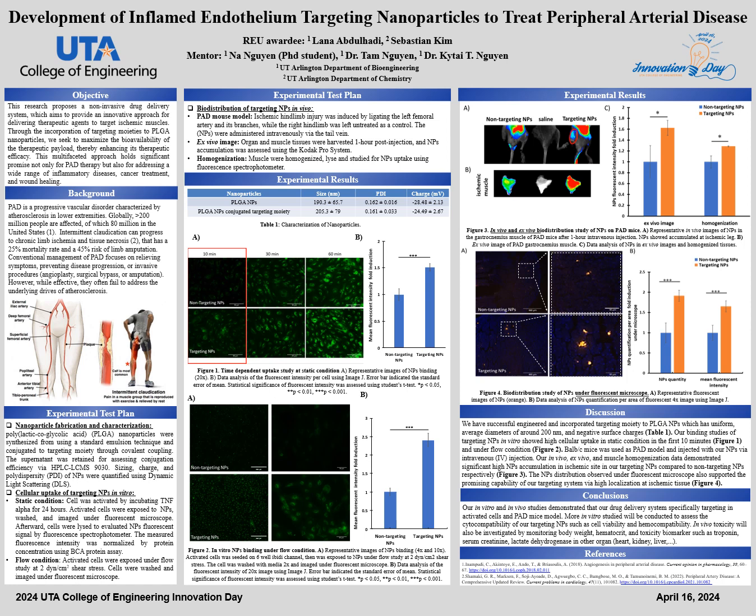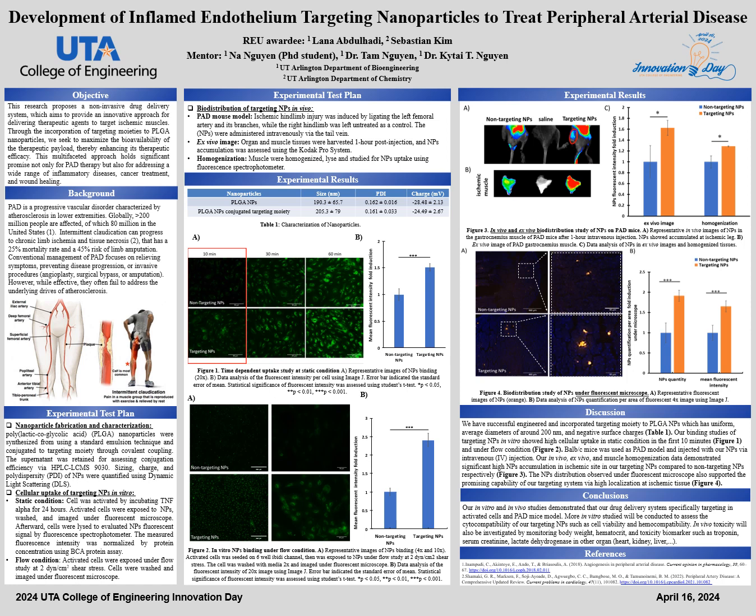After 1 hour, an in vivo image was taken, as shown in figure 3.a. There is more accumulation in the PAD limb, as shown in the red circle, with the targeting nanoparticles indicated by the red intensity. After that, we collected the gastrocnemius muscles and did an ex vivo image. Some of the nanoparticles also accumulated in the liver, which is expected since we did IV injection. After that, we homogenized, lysed, and studied the nanoparticle uptake using a fluorescence spectrometer.